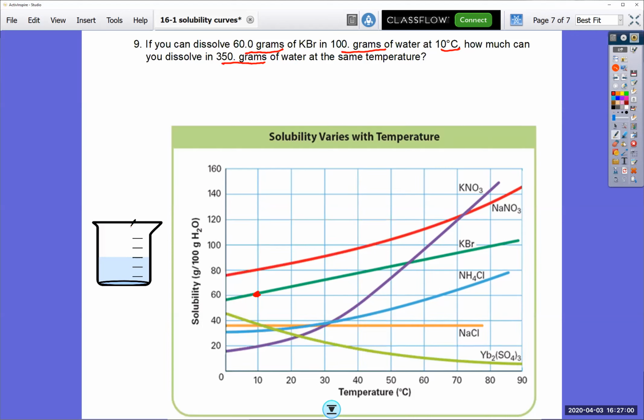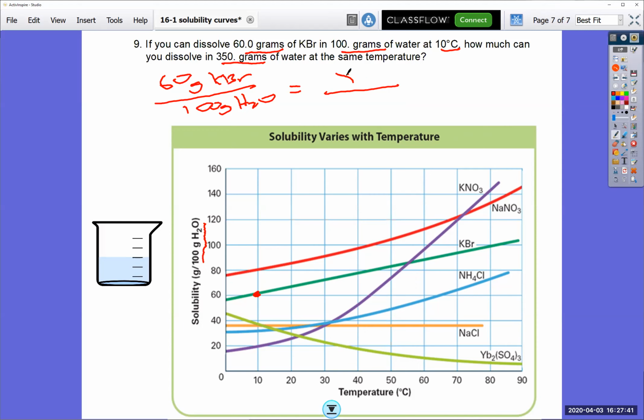Okay, so this whole graph is based off 100 grams of water. The minute you start mixing in different amounts of solvent, you're going to have to do a ratio. And the ratio is this. So if I could dissolve 60 grams of KBr in 100 grams of water, and I'm getting this 100 grams of water from right here. It's always the grams of your solute, which is the g over here, divided by 100 grams of water. So I can dissolve 60 grams of my solute in 100 grams of water. It's a ratio. They want to know how much you can dissolve in 350 grams of water.